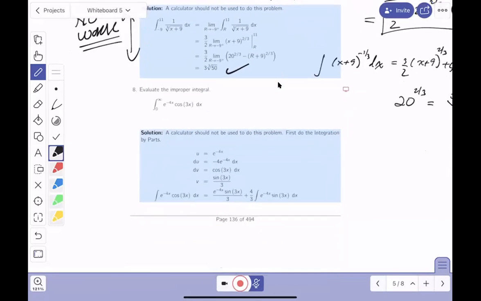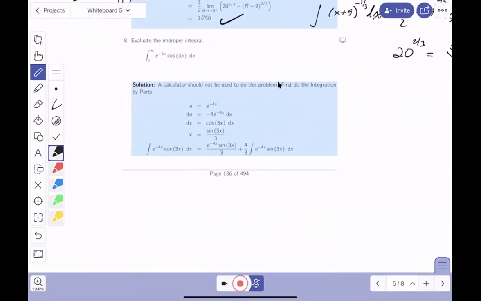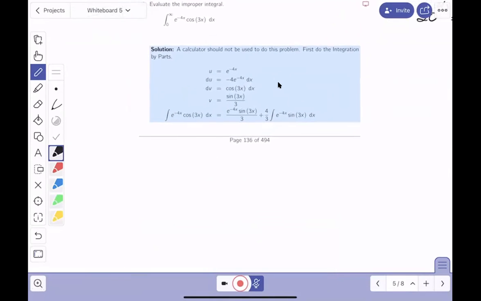So let's keep going. Number 8, a little more complicated. And by that, what I mean is that I'm seeing an improper integral because it's going off to infinity. But my big issue is just the integration. And I'll write this over here. And don't worry, we'll just do the integration first. And then I'll talk through the notes for you.